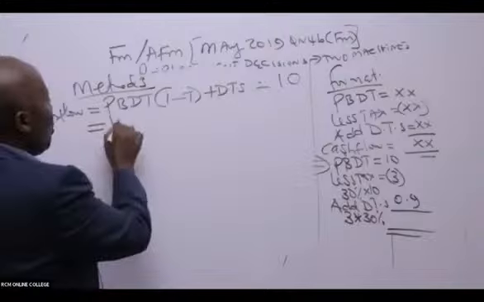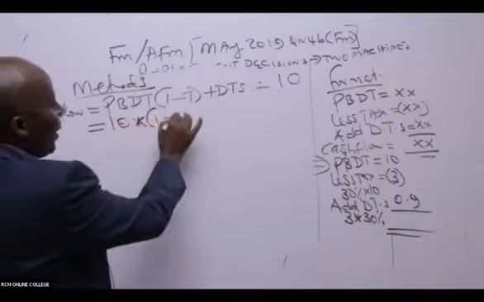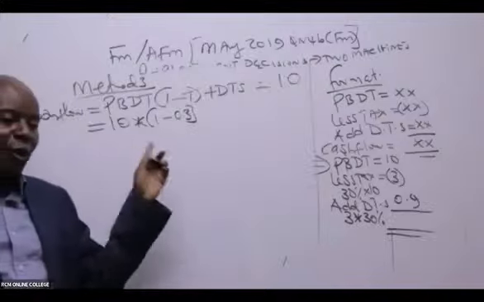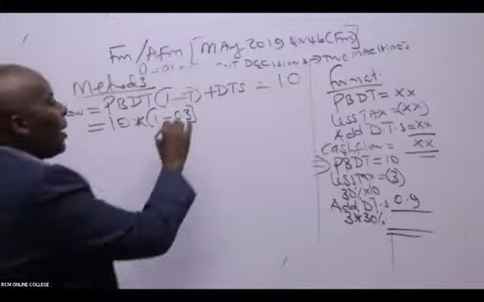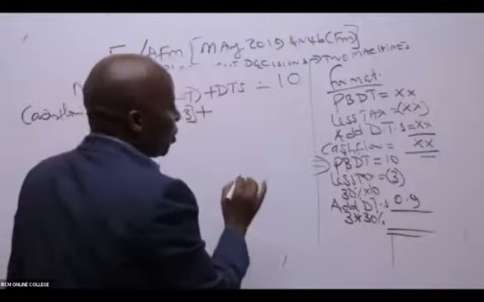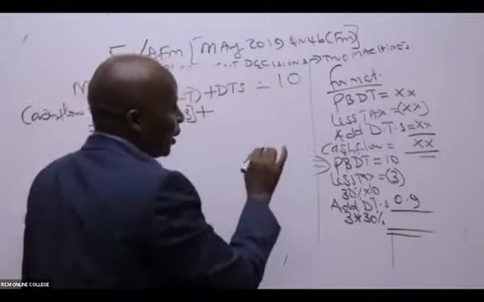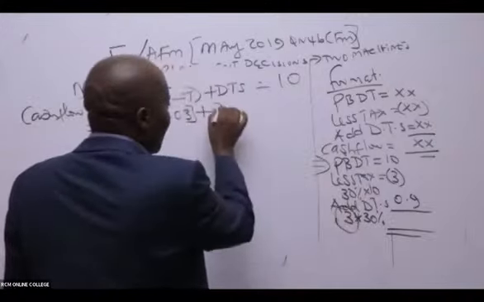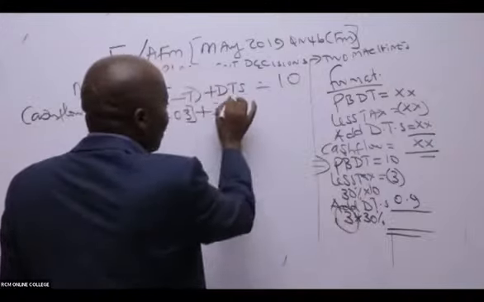Oh, yes, we do. It is 10 times 1 minus rate of tax, which is 30%. 30% is the same as 0.3. And then we shall come and add a depreciation tax shield. So we shall take depreciation. We know what depreciation is. Depreciation is this 3.